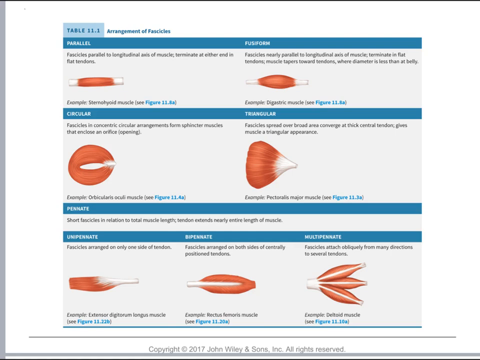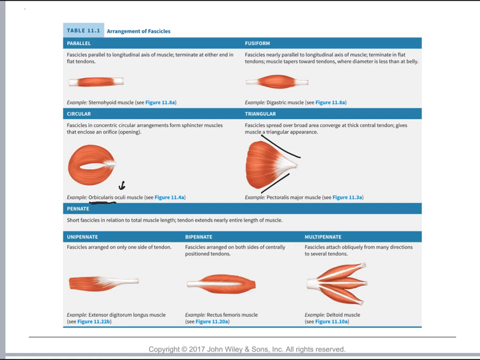Next, we can arrange them into a circular fashion. Fascicles in concentric circular arrangements form sphincter muscles that enclose an orifice or an opening. We go to the outside of our body like facial muscles around the mouth, around the eye. Look at our word orbicularis oculi, circling the eye muscles. Next is triangular. These are fascicles that spread over broad areas, converging at a thick central tendon. This gives muscles a triangular appearance. The example would be that large chest muscle, the pectoralis major.